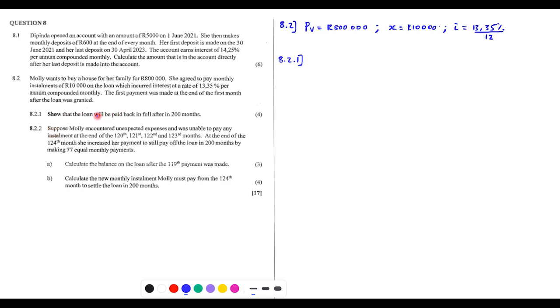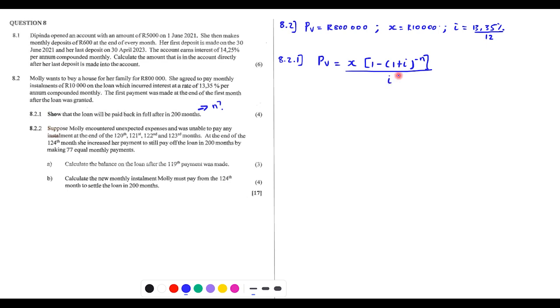Well, the first question now says we need to show that the loan will be paid back in full after 200 months, right? To show that, we need to find n. We need to prove that n is going to be 200. Now to do that, I use the present value formula: present value is x into 1 minus (1 plus i) to the power of minus n, over i.